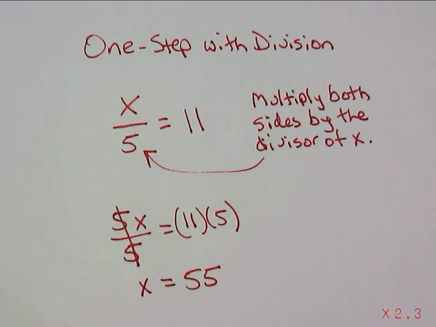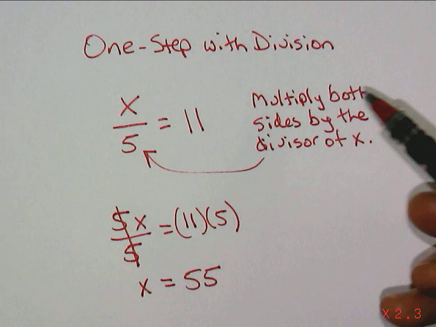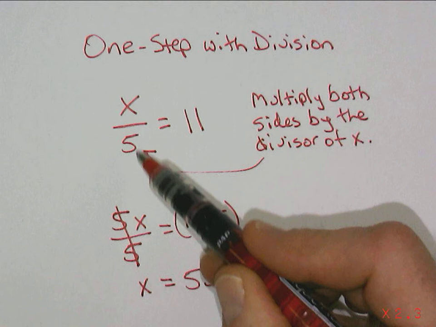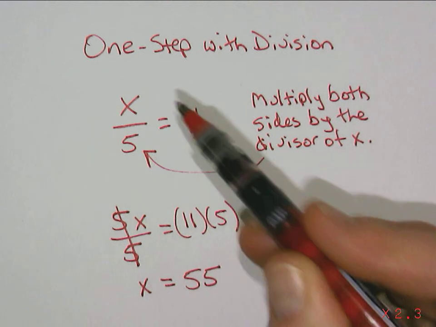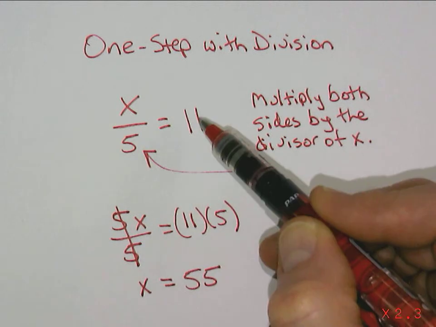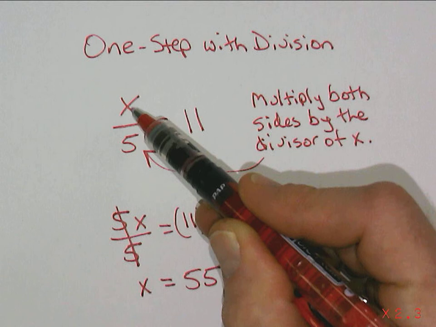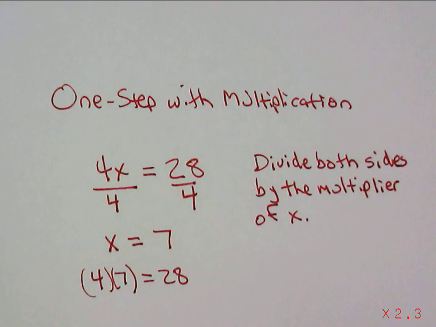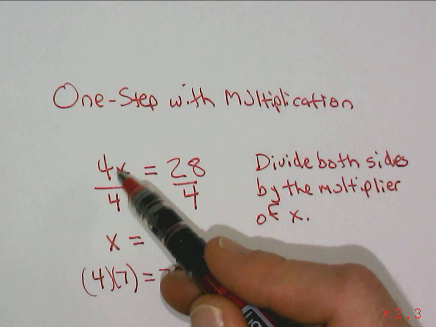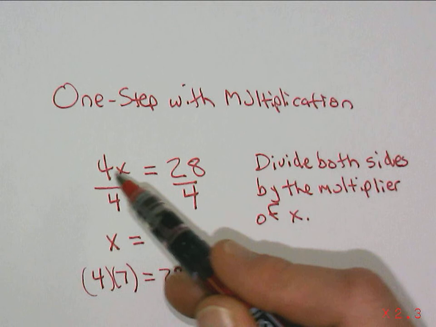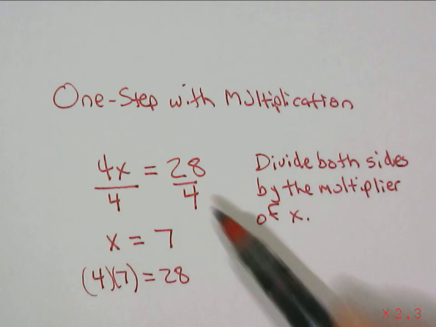And so my technique for all one-step problems is simply to do the opposite operation to both sides of whatever it is that's attached to the x or near the x. So in this case, there's just one step. All I need to do is multiply both sides by 5. And that will make the 5 go away here, and I'll be left with x equals 11 times 5, or 55. When I'm looking at multiplication, I divide both sides by the multiplier or coefficient of x. So both sides divided by 4, and I get my solution.